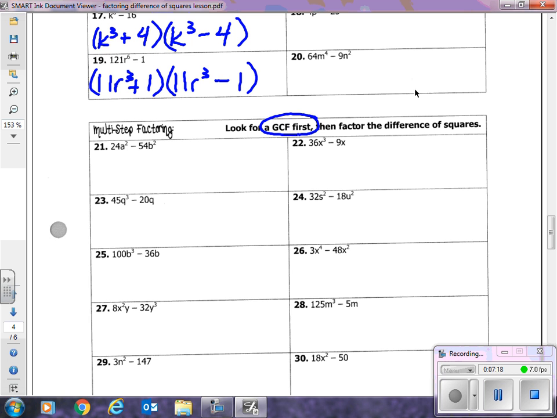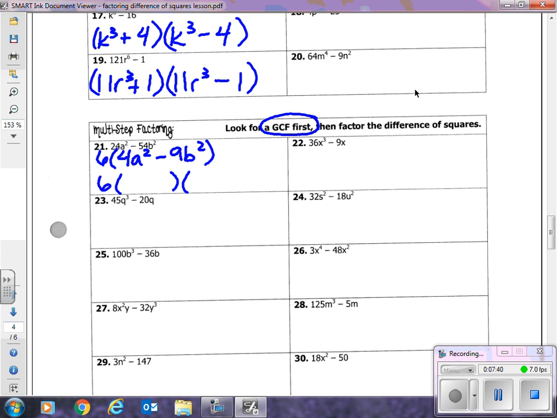Again, I will do the whole left-hand side with you, and you're going to practice with the right-hand side. For number 21, the GCF is going to be the 6. When you divide a 6 away from everybody, you end up with 4a squared minus 9b squared. That binomial is a difference of squares. It's got a minus sign, and those are two perfect squares.